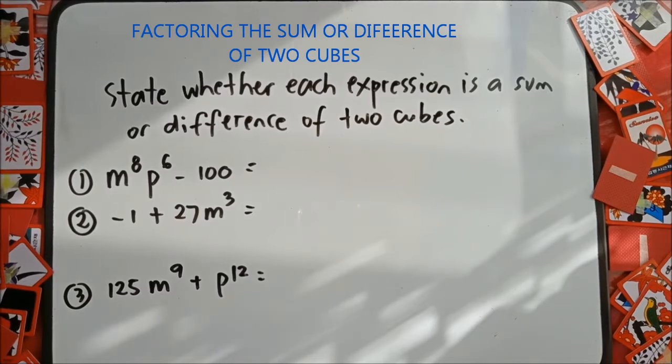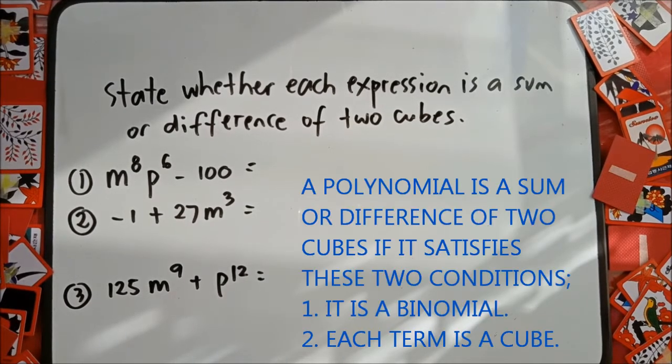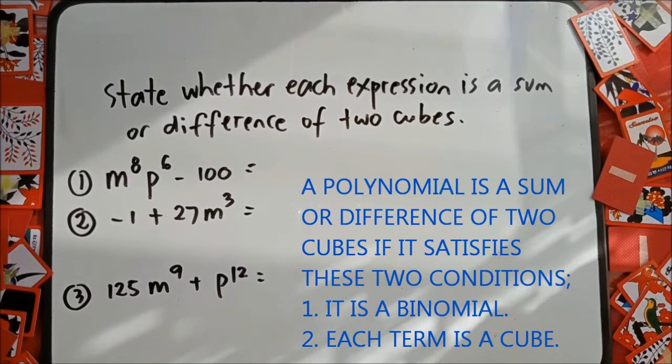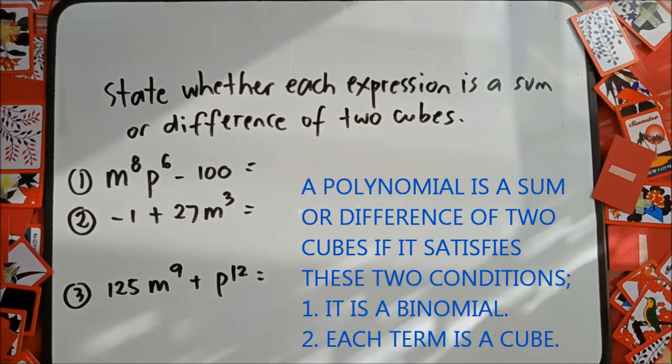What is the first condition? A polynomial is a sum or difference of two cubes if it satisfies these two conditions. First, it must be a binomial. Second, each term is a cube.